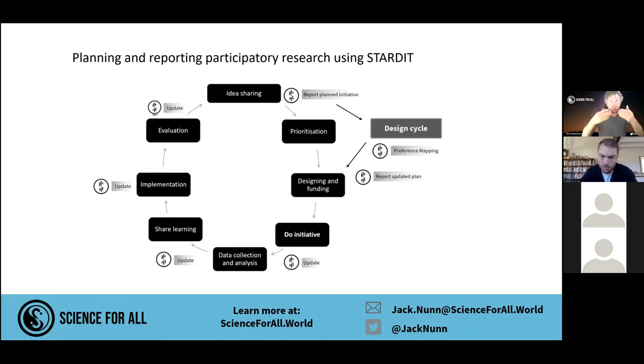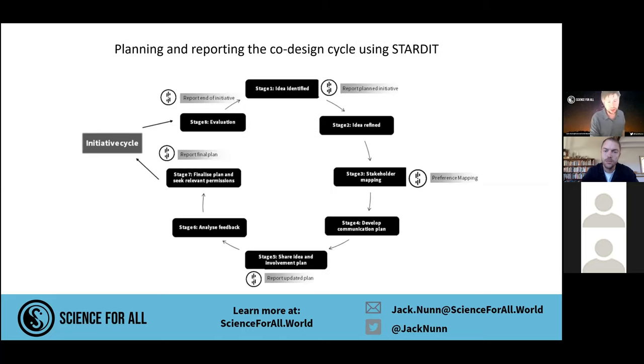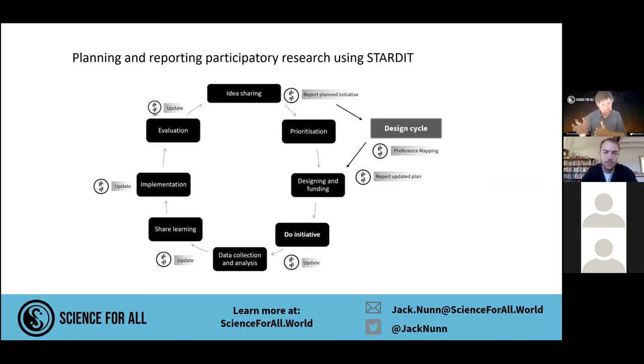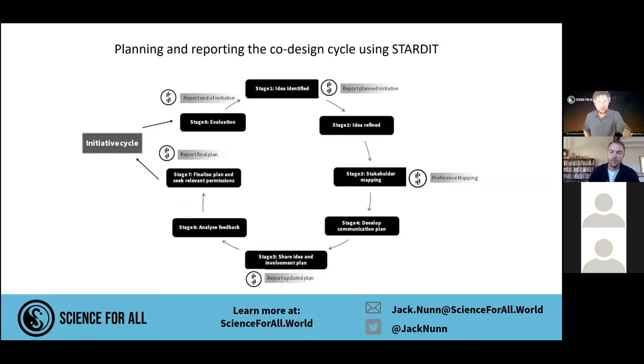and actually say this is what we're planning to do, like we did with the Indigenous Precision Medicine project, what we're planning to do. And then actually you can update that report and say, well, actually after involving people, you can actually have this design cycle. So you can actually refine the design with different stakeholders and say how you did that. You can do preference mapping.